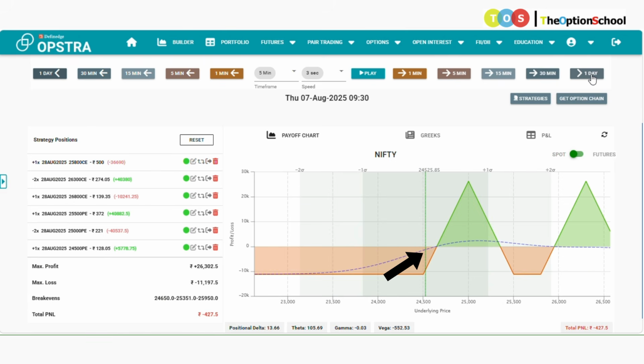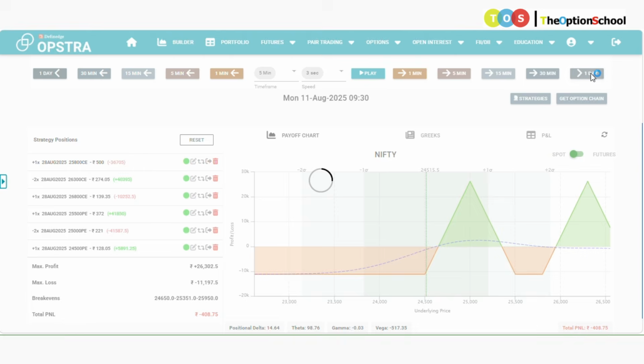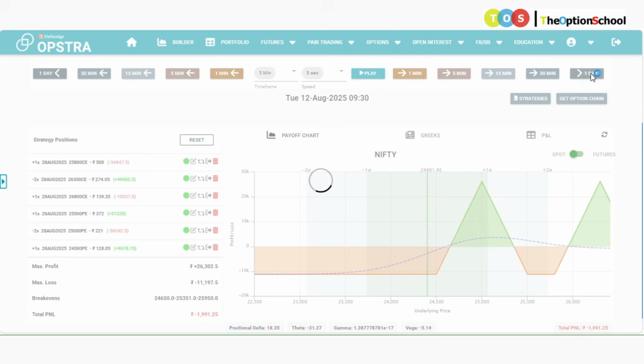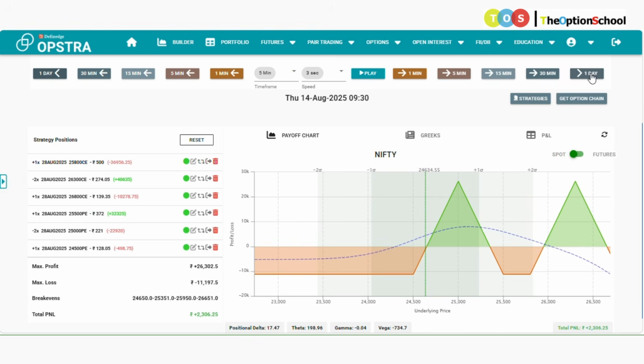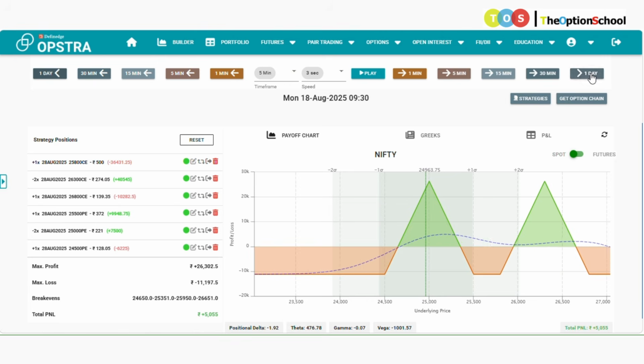Although the trade is breaking the lower break-even point, we are continuing with the trade. This backtesting we are seeing without any adjustment at all. Okay. Next. Now the trade is giving me 5,000 rupees, roughly around 4%.